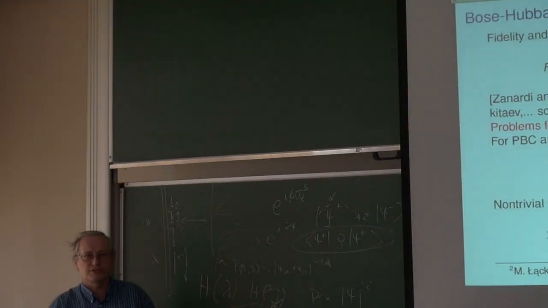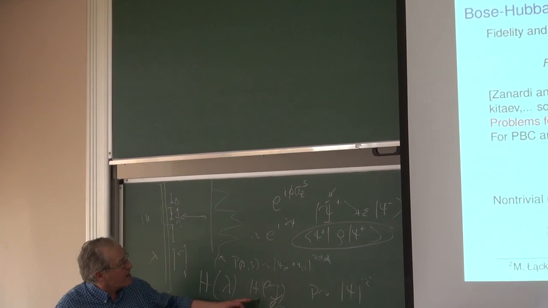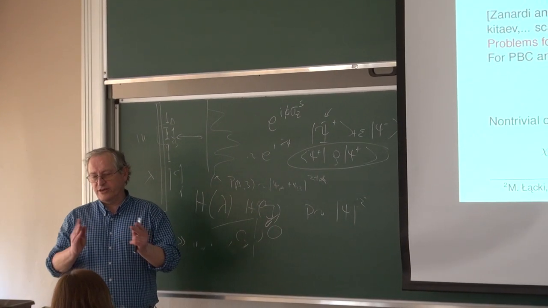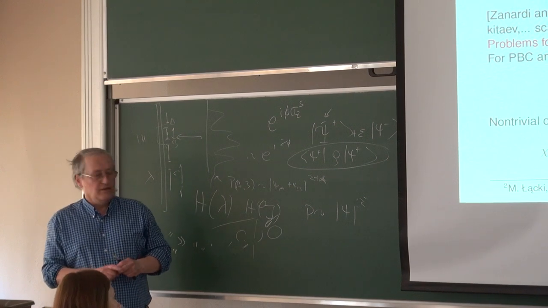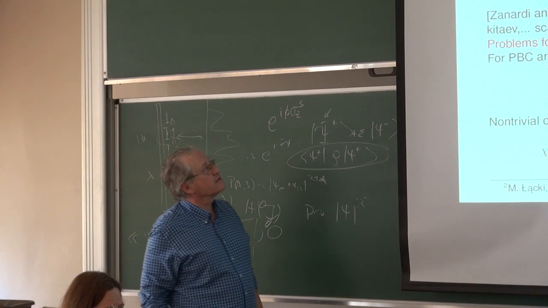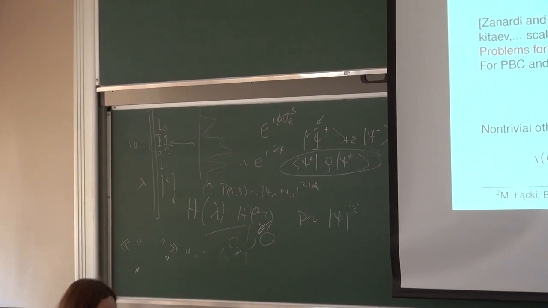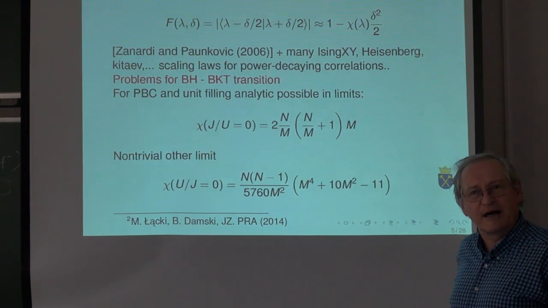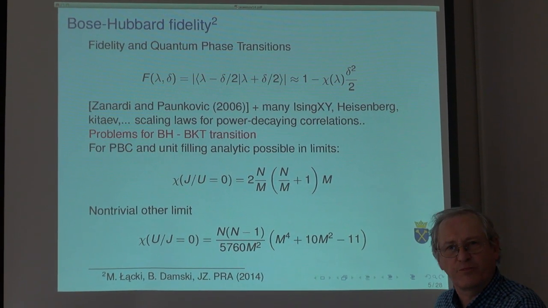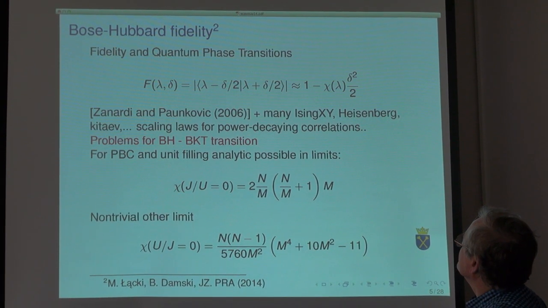I'm sorry, very good question. My only parameter is J over U in the Bose-Hubbard model. And when I change J over U, I find the ground states and compare the ground states for close values of this. There is another parameter in your model. Yes, sir, the number of particles, and the number of sites. Number of sites is n, number of particles is n. Or vice versa. So it's not true that there is only one parameter.